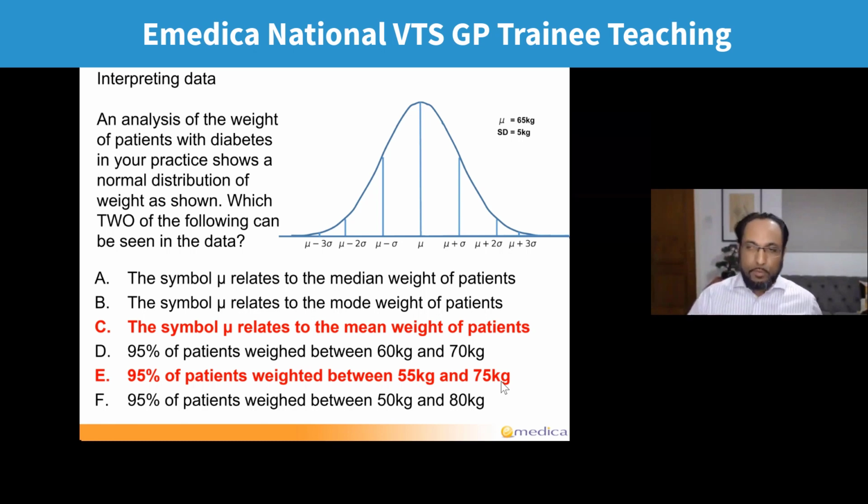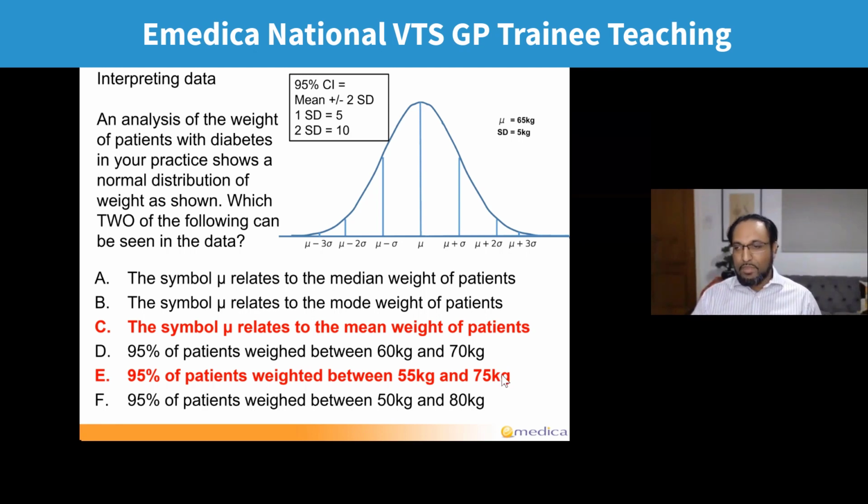So I'll just go through the maths with you, okay? So the first thing is you have to know that the 95% confidence interval, which is what this question is testing your knowledge of, is the mean, so this is the mean, plus 2 standard deviations and minus 2 standard deviations, i.e. between here and here. Now, if 1 standard deviation is 5 kilograms, you see 2 standard deviations will be 10. So 65 plus 10 is 75, that gives us the higher number. 65 minus 10, that's 55, that gives us the lower number. So this is 55 kilograms, this is 75 kilograms, this is 65 kilograms. So that's why it's E.